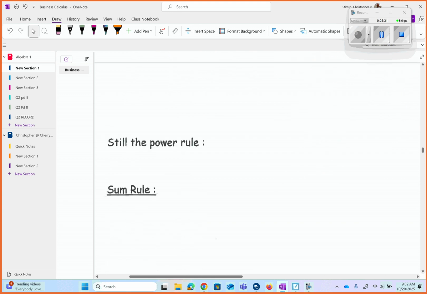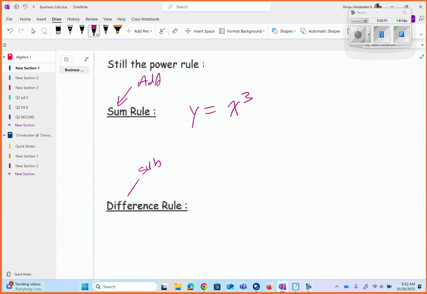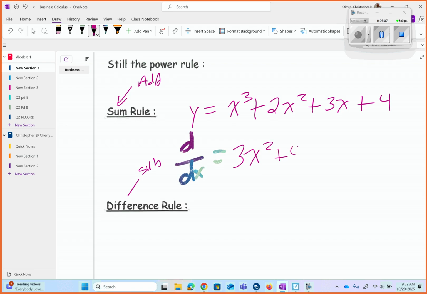All right, so let's talk about some rules. We have the sum rule and the difference rule. Sum means addition. Difference means subtraction. Let's say I had some graph: y equals x to the third plus 2x squared plus 3x plus 4. And let's say I wanted to find the derivative, which is going to be d over dx. I'm going to get 3x squared plus 4x plus 3, and that's the derivative.